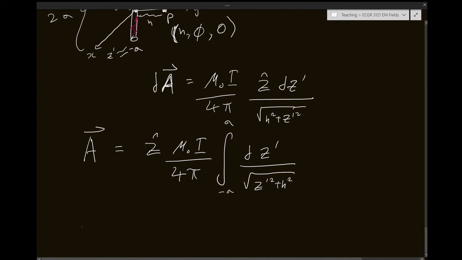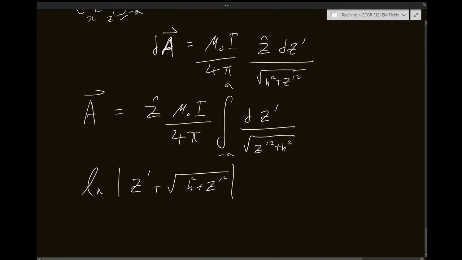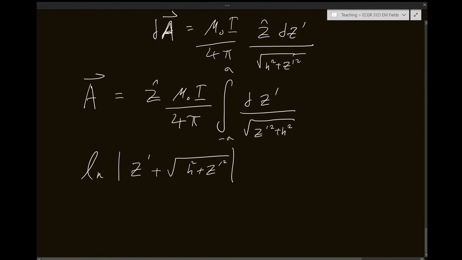integration table is going to give us this as the antiderivative, ln of z prime plus square root of h squared plus z prime squared, right? And typically what you see is they're going to give you the magnitude, right? Because you cannot have the ln of a negative number, so there is the magnitude there. You have to be mindful of that absolute value. Okay, but that's fine. We could assume that for certain ranges it is positive, right?